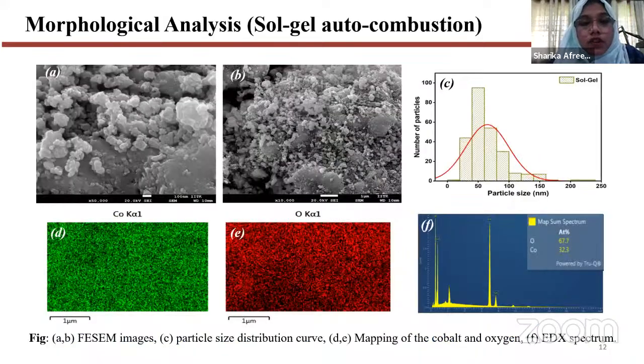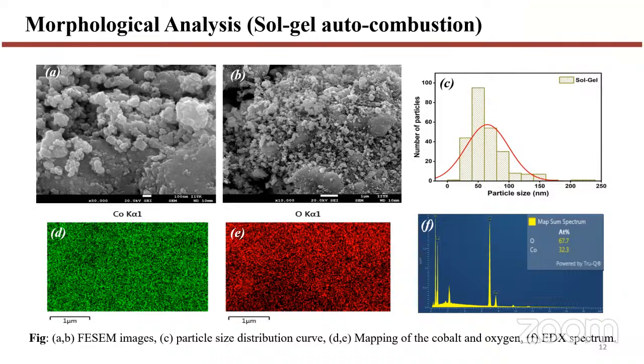To study the morphology of the synthesized samples, FESEM images have been taken, and here figures A and B show the FESEM images of sample 1, which is synthesized by the sol-gel autocombustion method. From the images it is clear that the sample has non-uniform morphology and a higher degree of agglomeration, and the particles range from a few nanometers to hundreds of nanometers, which can be seen in figure C. The particles are forming from 20 nanometers to 50 nanometers.